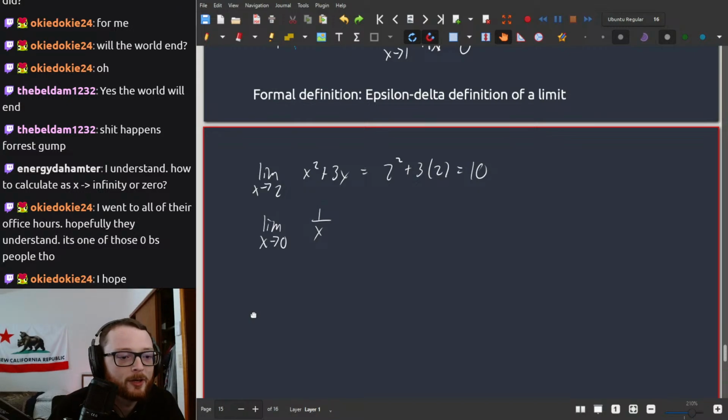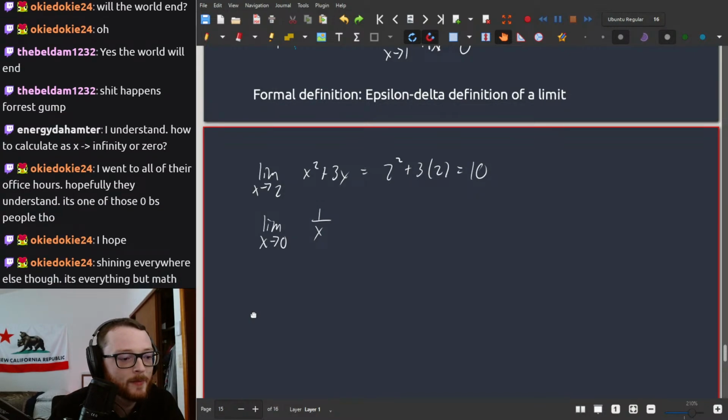So limits to infinity. Shining everywhere else though, it's everything but math. I mean, hey, that's not bad then. Just one thing.